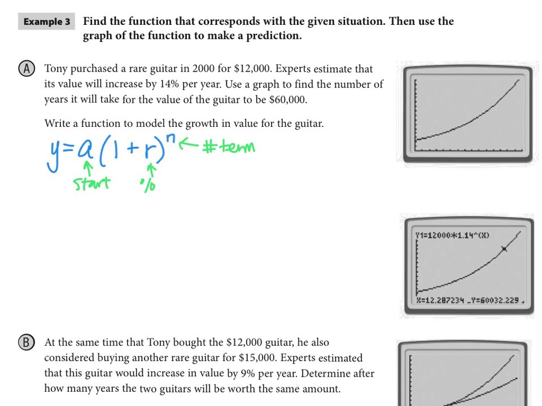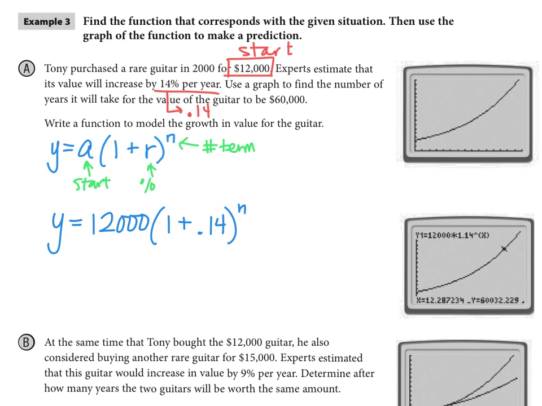So it says he purchased it for $12,000, so that's our starting value. Our rate is 14%. Make sure you turn that into a decimal, so that is really 0.14. And then we don't know n yet, so that means my equation is going to be y equals 12,000 times (1 plus 0.14)^n. And we can simplify that by adding that together. So this is going to be y equals 12,000 times 1.14 to the n power.